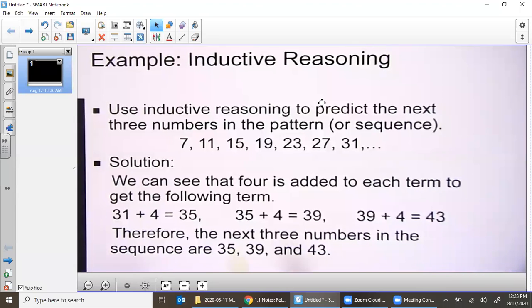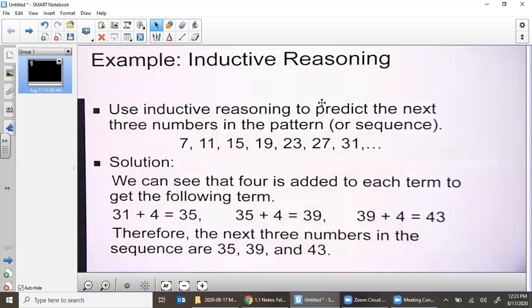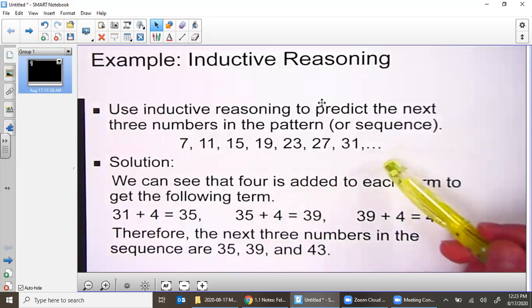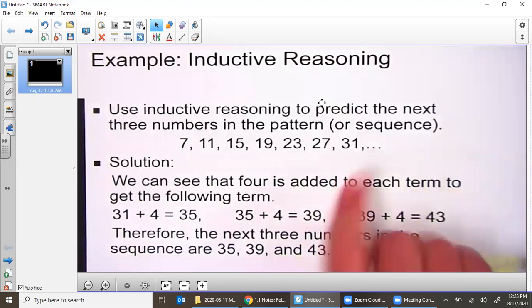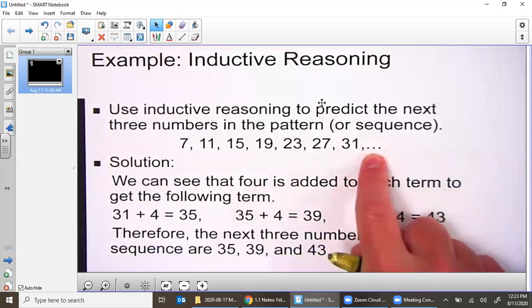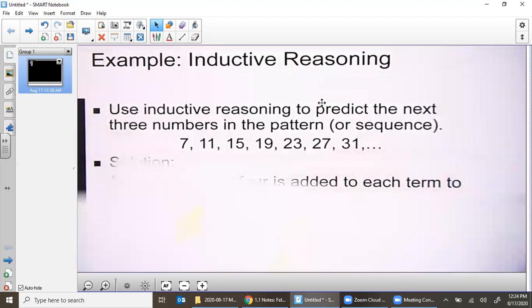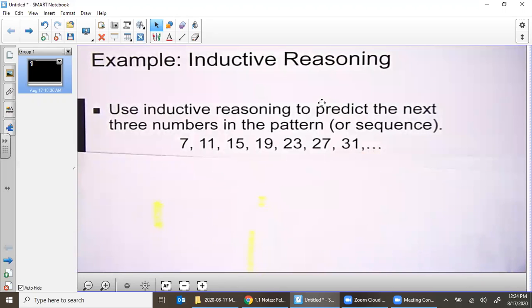All right, so again, you're just writing down these numbers here. And what I want you guys to do, don't say it out loud or on the chat yet, but I want you to write down the next 3 numbers that come in this pattern. Okay, so we see this little ellipsis here, meaning that the pattern is going to continue forever. So I want you guys to write down in your notes the next 3 numbers that come after 31.